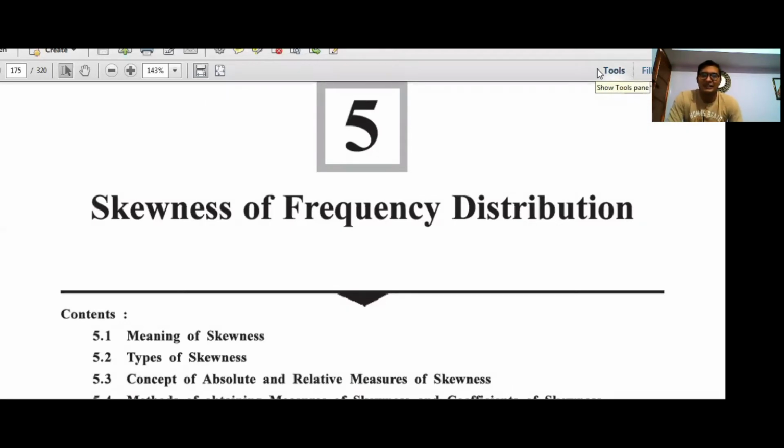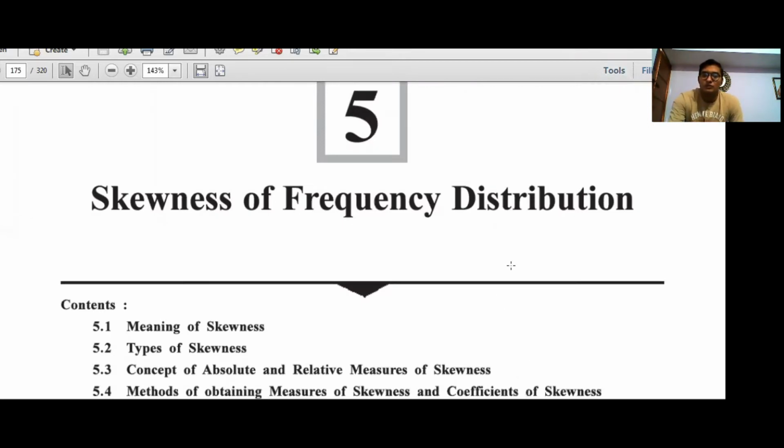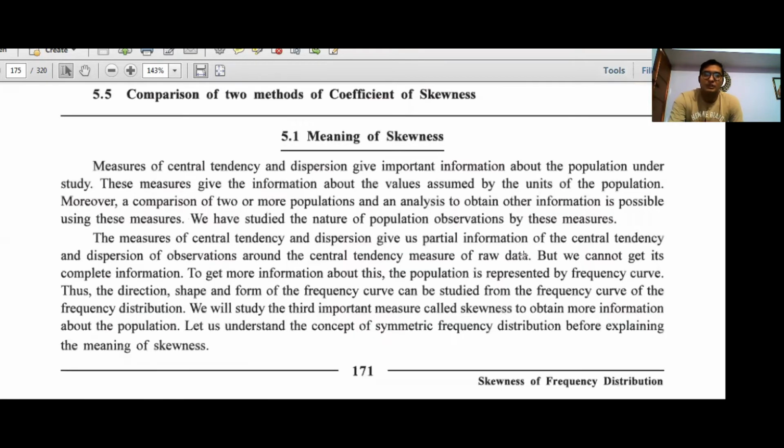This is for 11th class statistics subject, chapter number 5, skewness of frequency distribution. Okay, it is completely based on chapter number 3 and chapter number 4. If you learn those chapters properly, then this chapter will be helpful because it is the revision of chapters 3 and 4. Okay, so first of all, my question is, what is skewness?